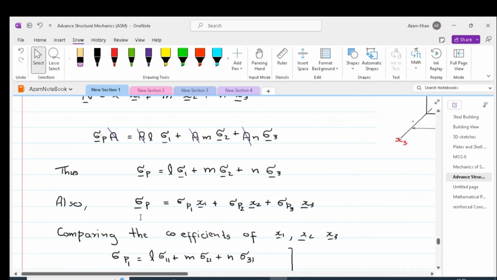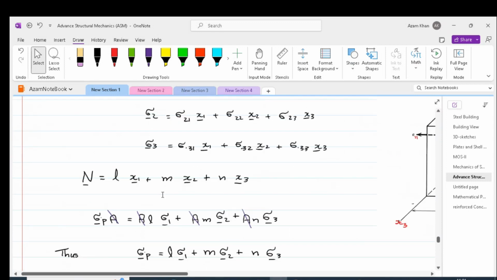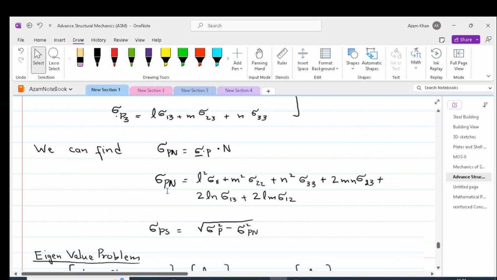After finding out sigma P, which is the stress at the reference plane whose outward drawn normal is in the direction of capital N, we can find the component of the stress in the direction of normal to the plane. That is done by taking the dot product of sigma P with the normal vector of the reference plane. That will give sigma Pn equal to L square sigma 11 plus M square sigma 22 plus N square sigma 33 plus 2MN sigma 23 plus 2LN sigma 13 plus 2LM sigma 12.